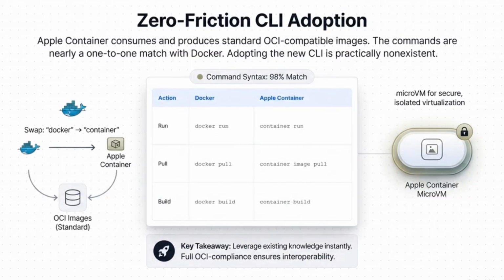The good news? The friction of adopting the new CLI is practically non-existent. Apple Container consumes and produces standard OCI-compatible images. And the commands are nearly a one-to-one match. Pulling, running, and building images uses the exact same syntax you're already used to. You literally just swap the word Docker for container.